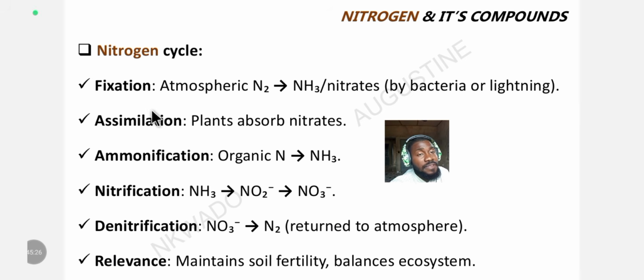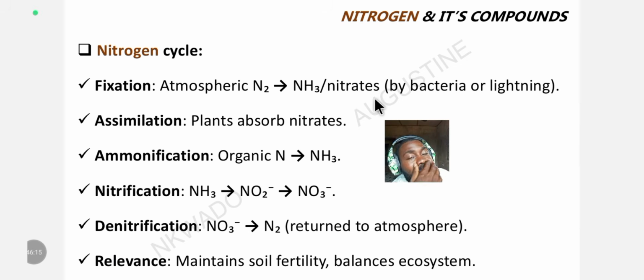And what happens during fixation? Fixation means join. Two things come together, they fuse. That's fixation. During the fixation process, atmospheric nitrogen, the nitrogen found in the atmosphere, forms ammonia and nitrates. And this is facilitated by bacteria or lightning, thunder bolts. Either bacteria or thunder.